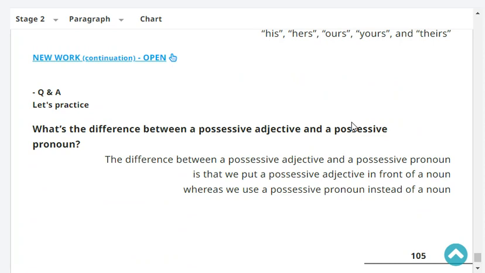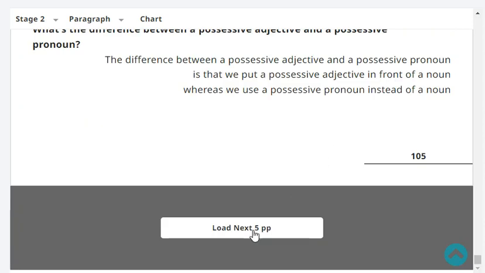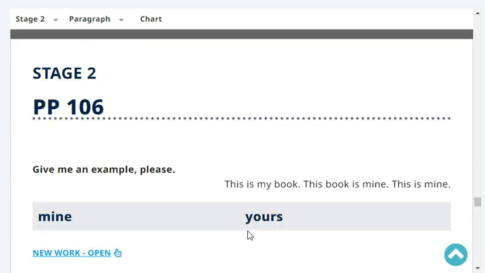What's the difference between a possessive adjective and a possessive pronoun? Possessive adjectives are what we put in front of a noun, whereas we use possessive pronouns instead of a noun. Very good.